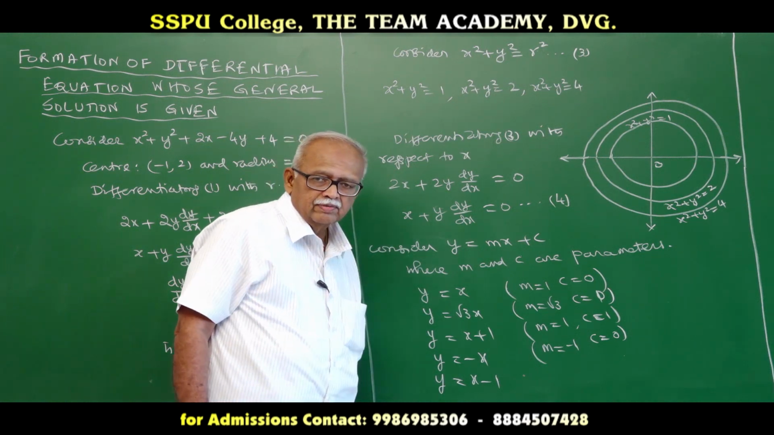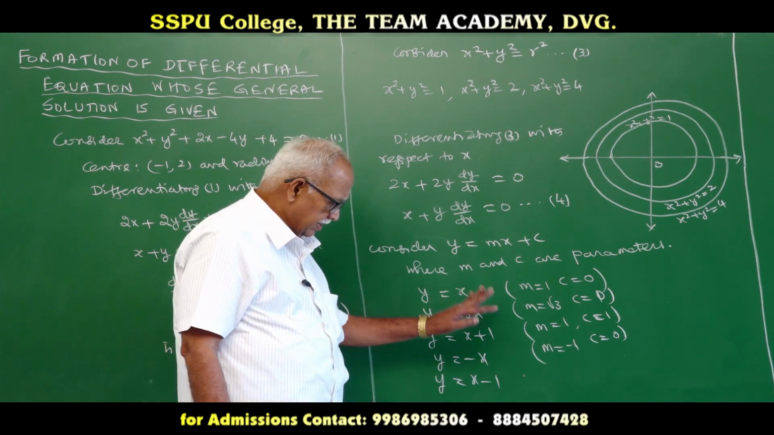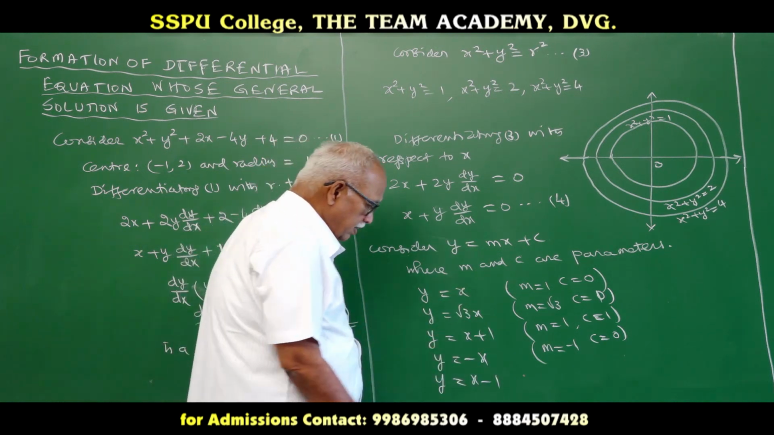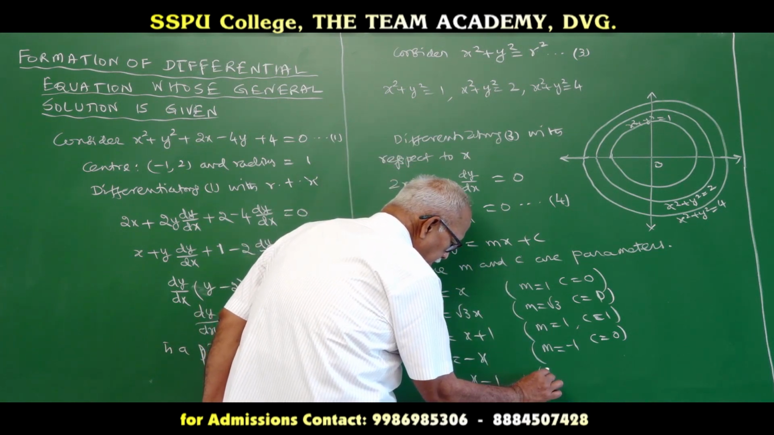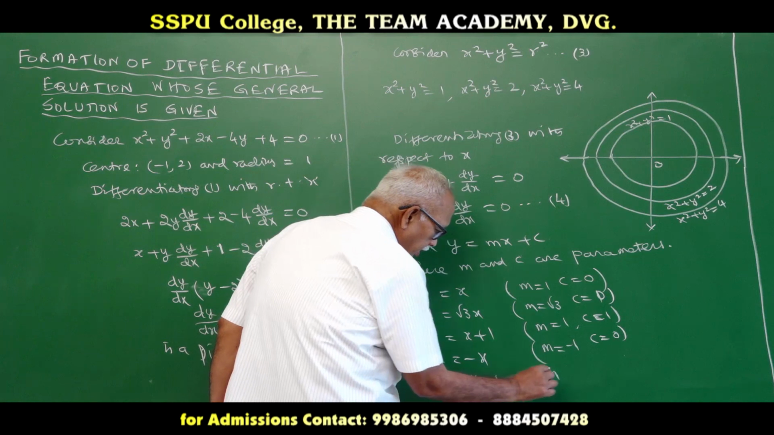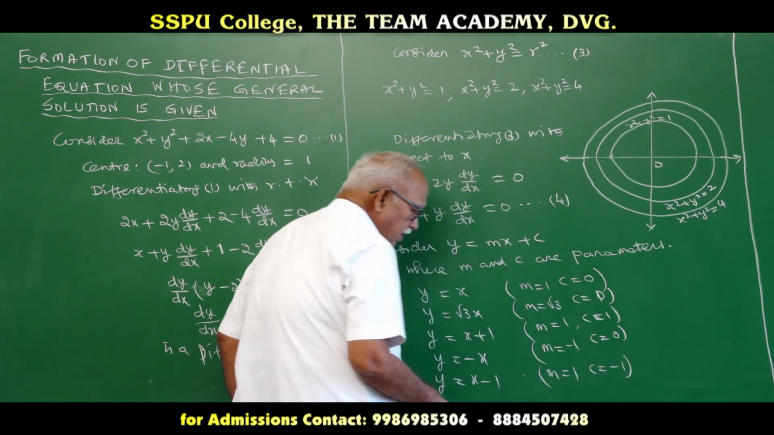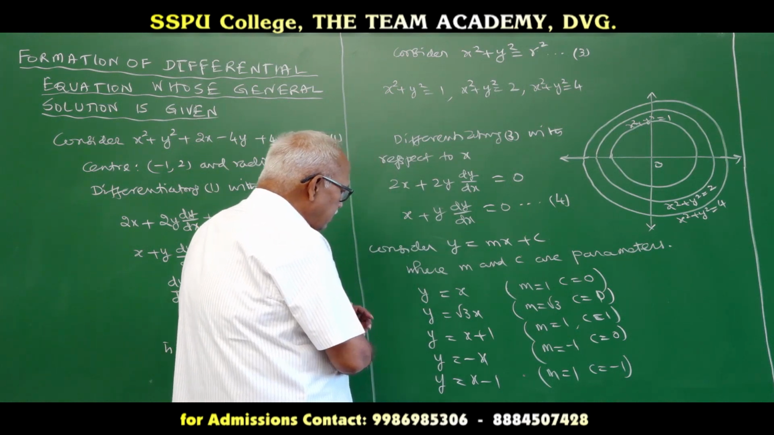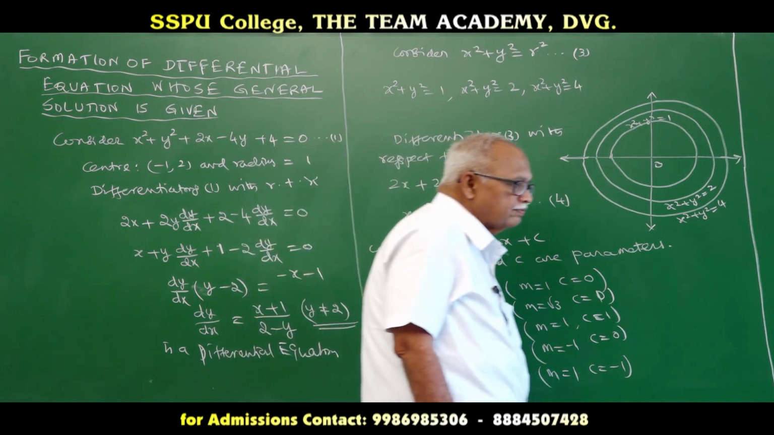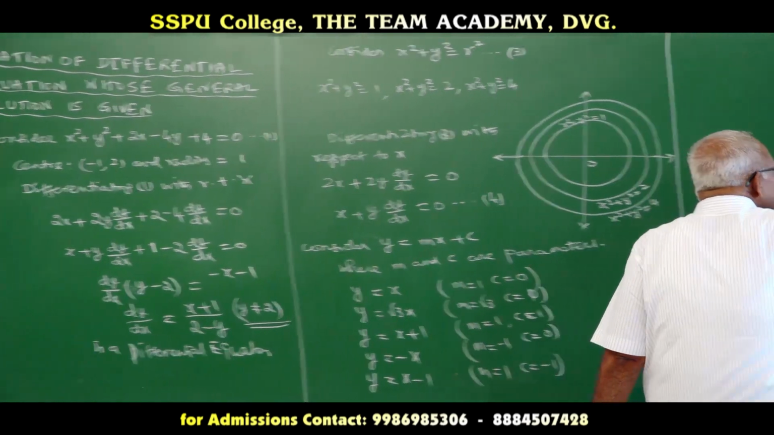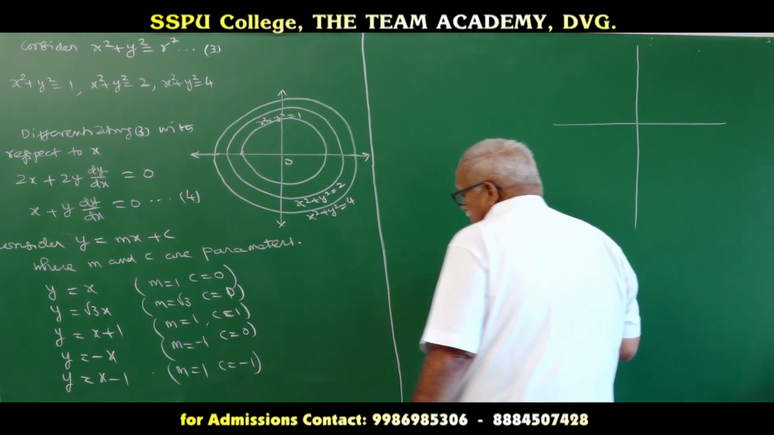So, by assigning different values for m and c, we can get any number of different equations of the form y is equal to mx plus c. In the last equation you see m is equal to 1 and c is equal to minus 1. These equations represent a family of straight lines.